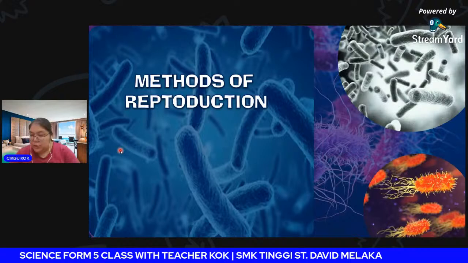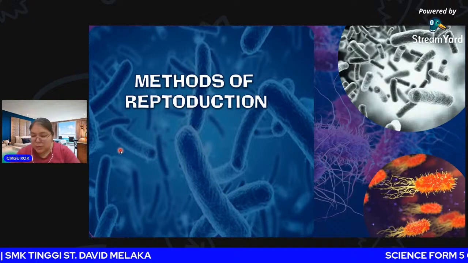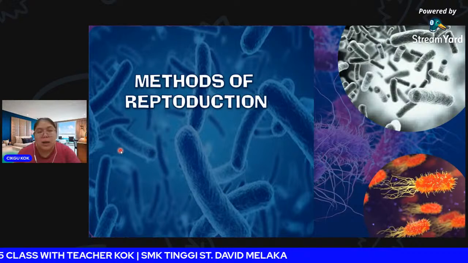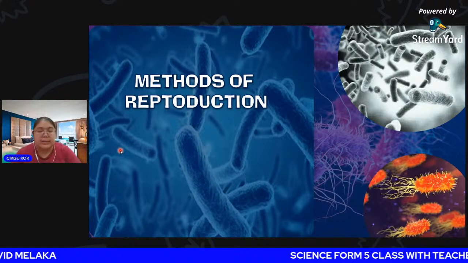Okay, asexual is one type, and another type is sexual. So that means two methods: asexual and also sexual. After that, inside the sexual and asexual, we need to separate out the processes some more. The bacteria are also the same. They also include asexual and sexual. So we're going to see the asexual for the bacteria.